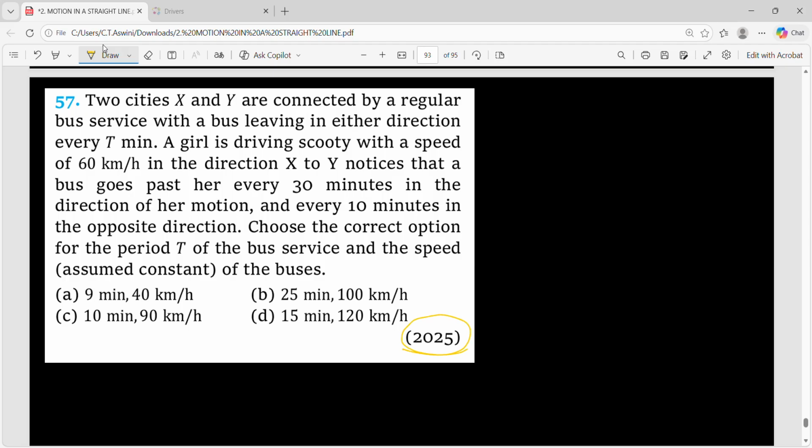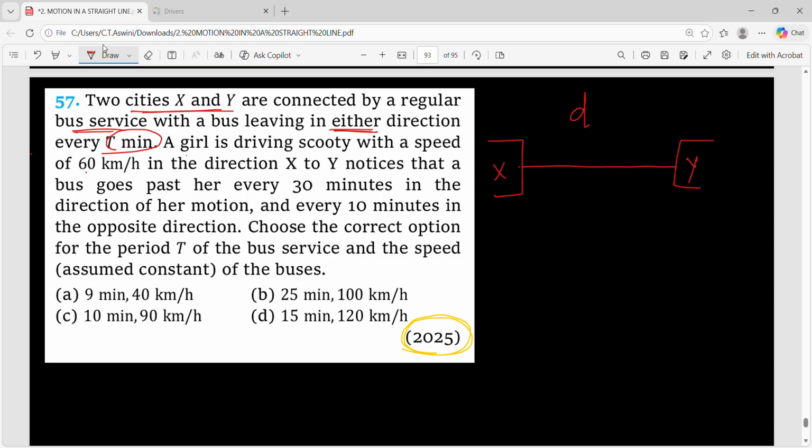See this question? It was asked in 2025, based on relative motion in 1D. So important concept. Two cities, X and Y, are connected by a bus service with a bus leaving in either direction, that means in both directions, every t minutes. That means after every t minutes, a bus will leave the city from X, and also from Y. So let us imagine this is X city, this is Y city, and this is the distance between them.